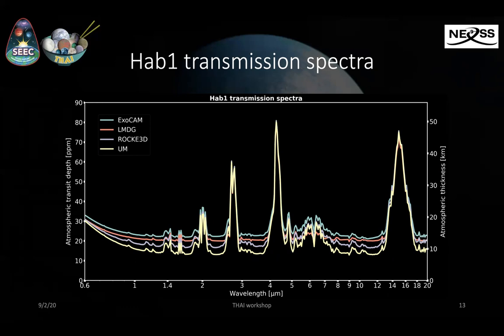On the left Y axis, you see the atmospheric transit depth in ppm, and on the right, the atmospheric thickness in kilometers. And as I said, ExoCAM here has the highest continuum level because it has the highest cloud top and cloud thickness, followed by LMDG, then ROCKE-3D and UM.